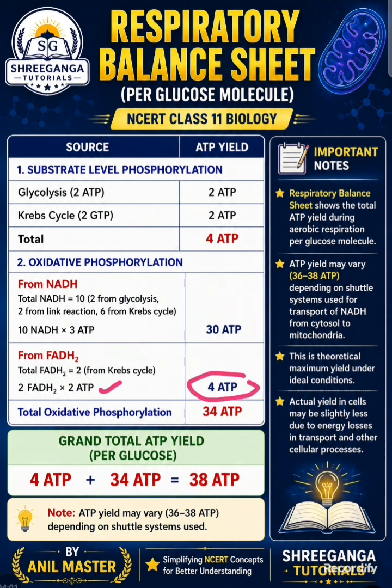So by taking all those ATPs we conclude: 4 ATP from glycolysis and the Kreb cycle, which is in the case of substrate level phosphorylation, and then 34 ATP from NADH and FADH2. Total 38 molecules will be produced.